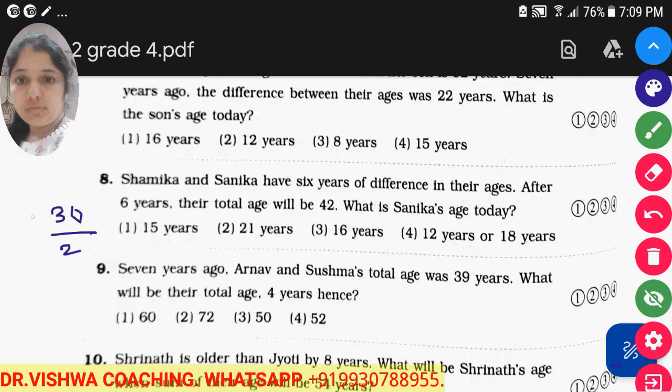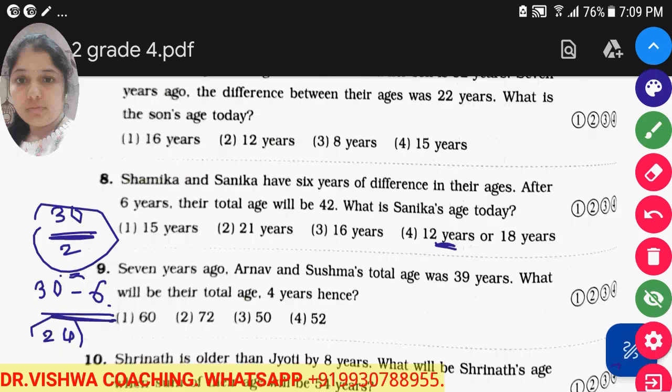Now half of the 30 is the age of Sanika, which is 12 years old, and their age difference is, okay, wait. 42 minus 12, we got 30, so age difference is 6, so you have to subtract first 6 from this 30, so the answer will be 24. Now half of the 24 is 12 years.